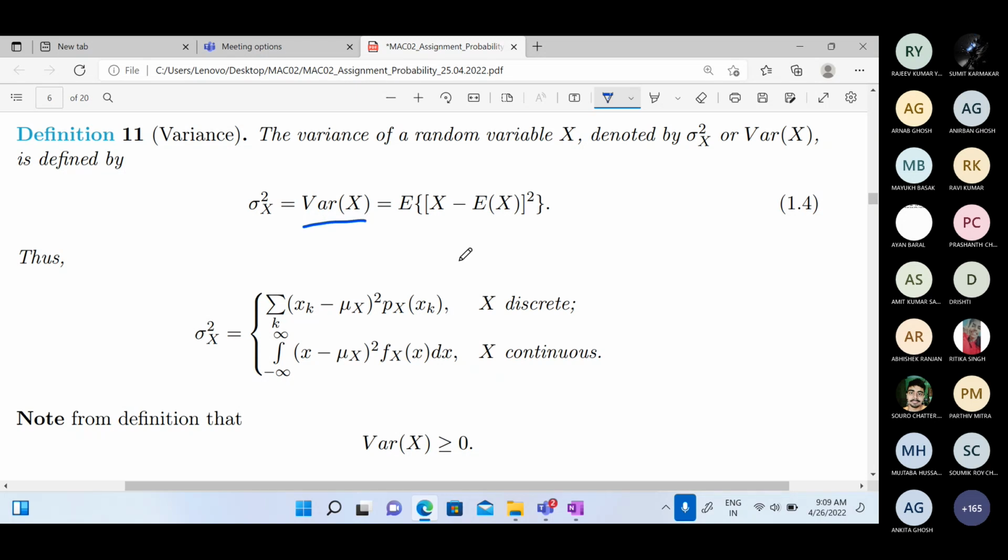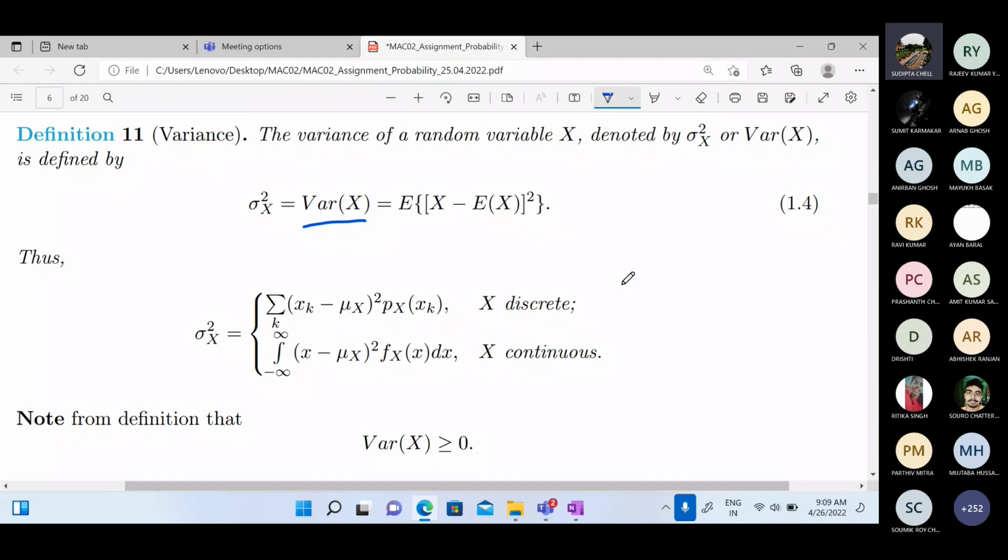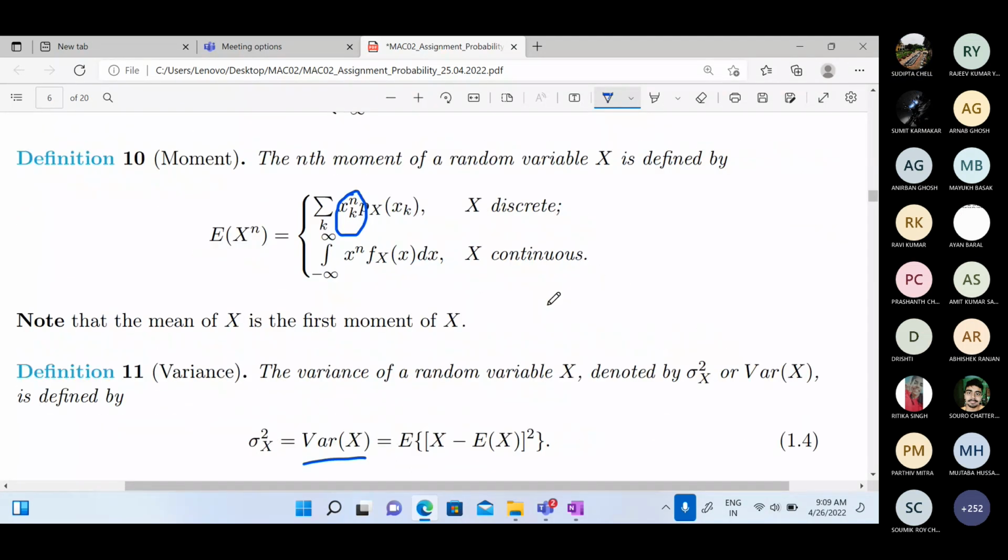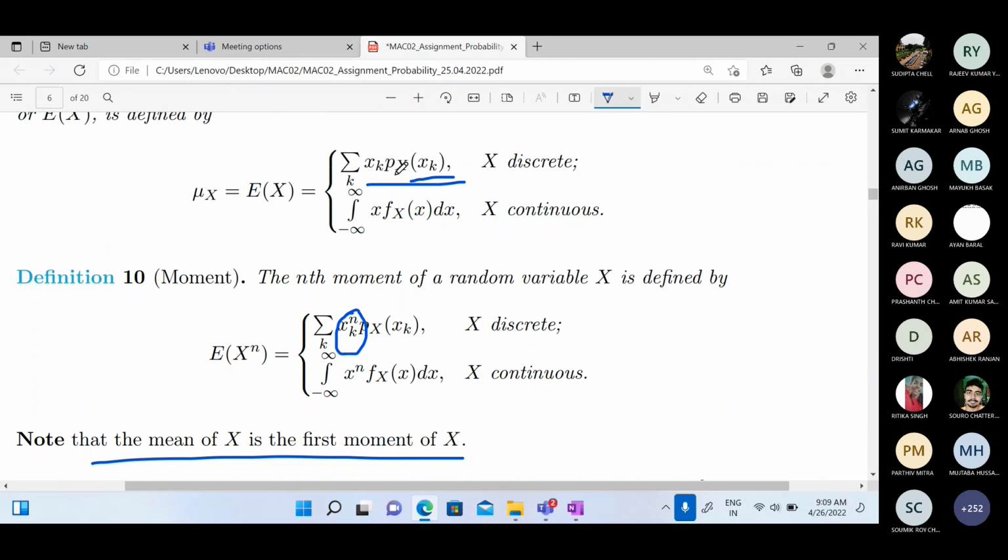Sir, we did not, yes, please. It is written that the mean of X is the first moment of X. What does it mean? Here, if you take n equal to 1, you get the previous equation. So first means n equal to 1, and with n equal to 2 you get a different thing. Is there any relation between moment and mean?